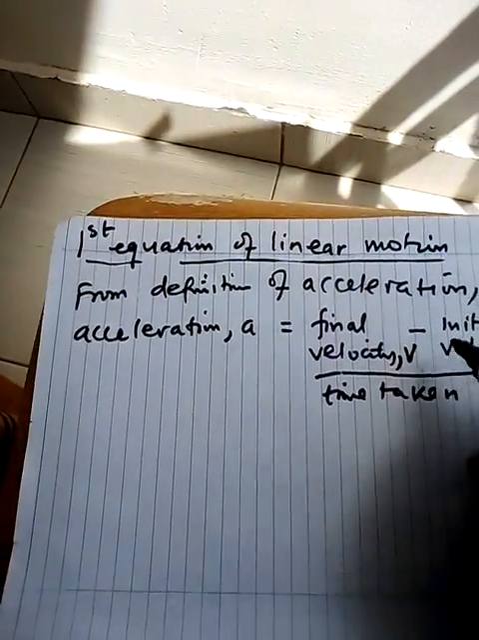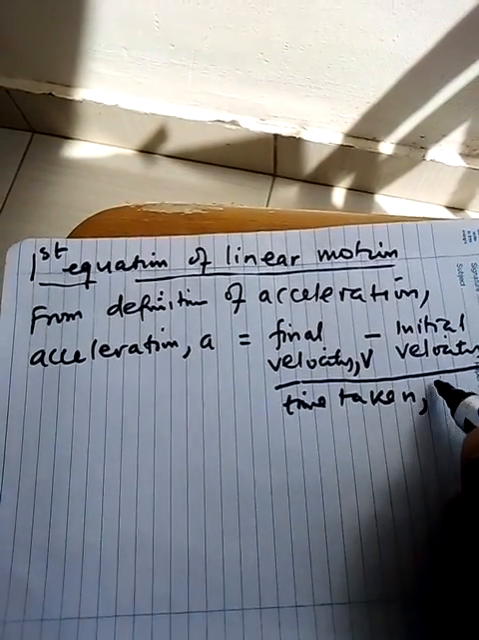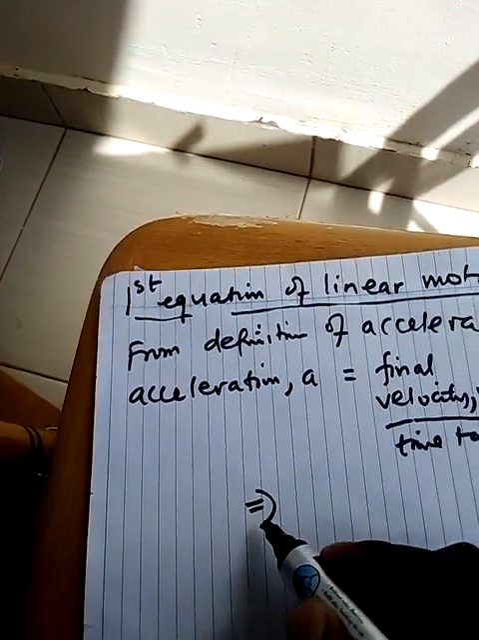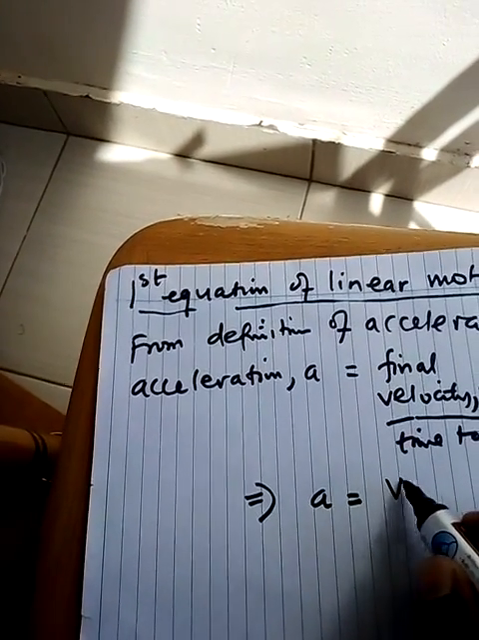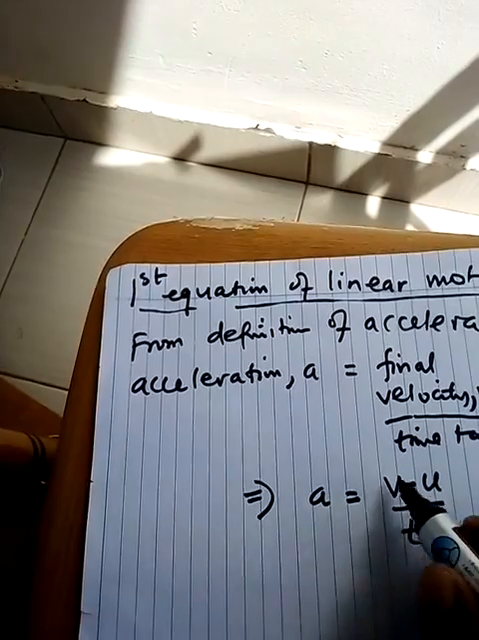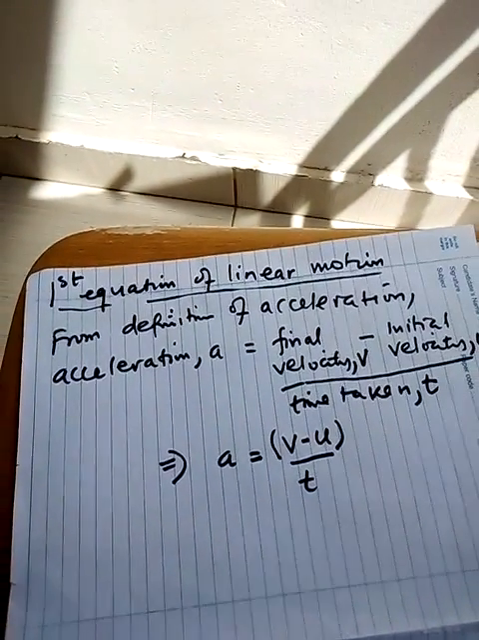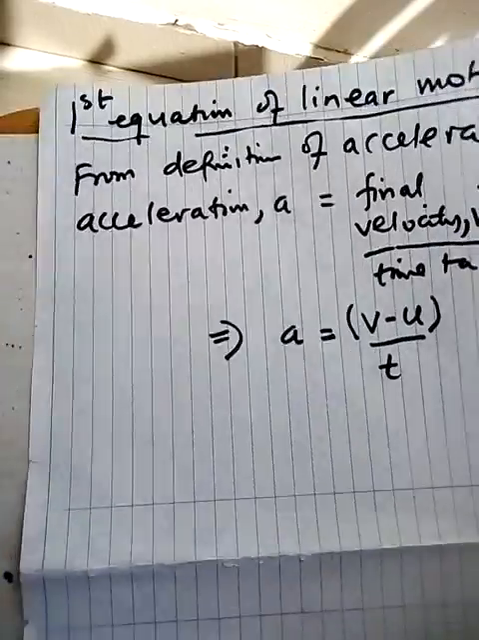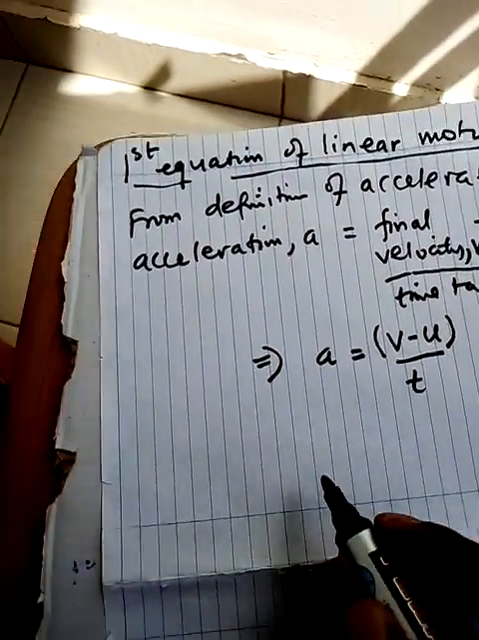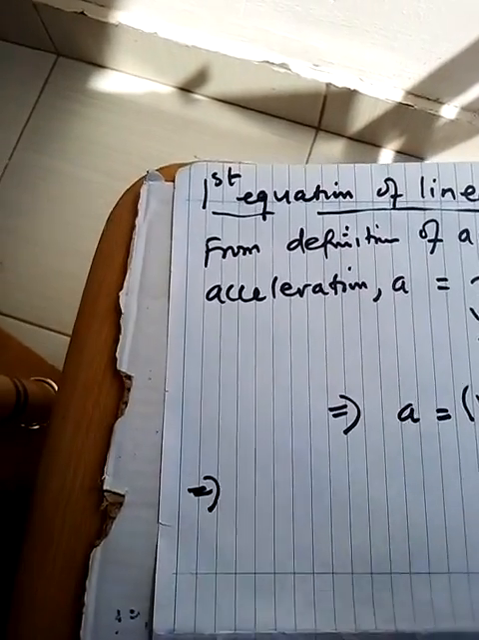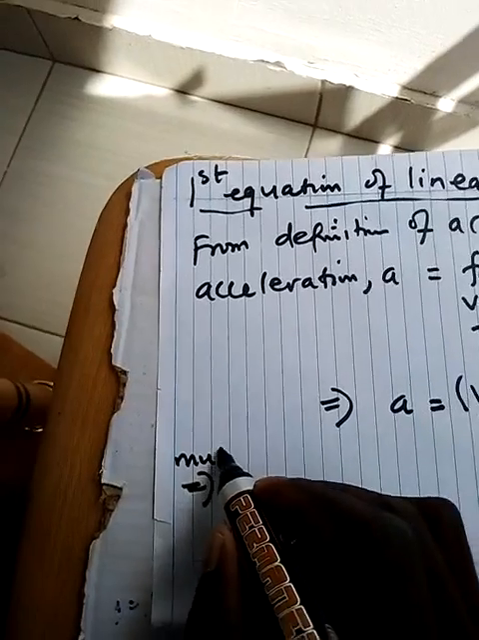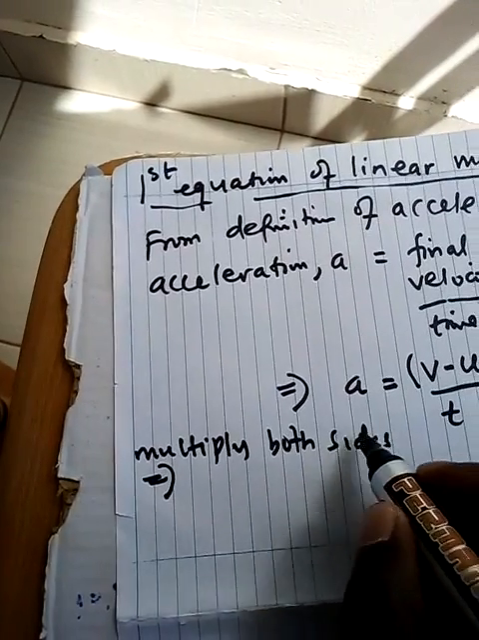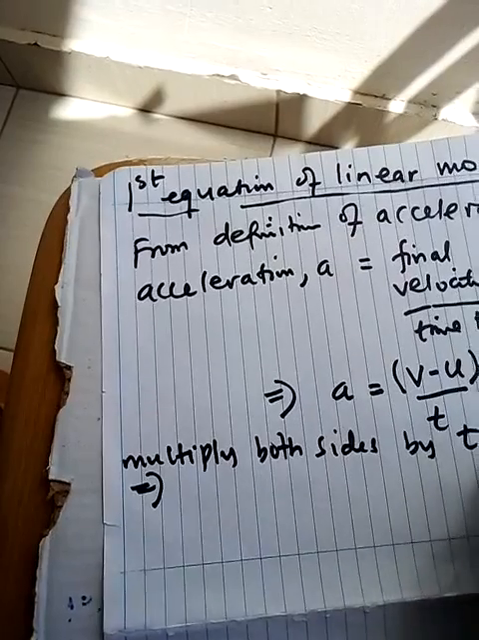Remember, final velocity is v, initial velocity is u, time taken for change is t, according to our statement. So you have a is equal to (v minus u) divided by t. Don't forget to put the parameters that are subtracted into brackets, so that you are on the safe side. Now the next step will be to multiply both sides by t.